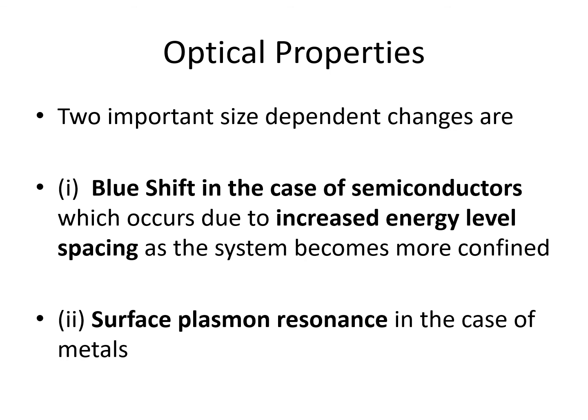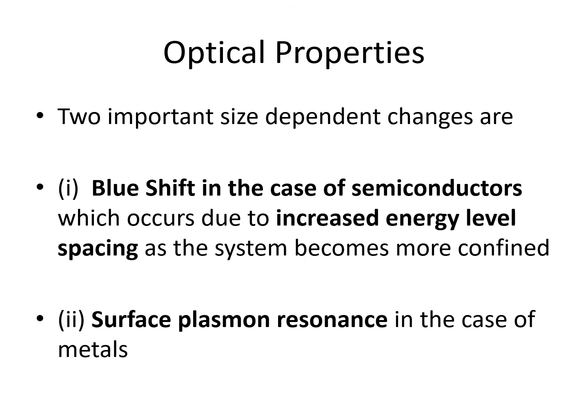Now, the blue shift in the case of semiconductors we have discussed. Now, another optical property that is important in the case of nanomaterials is the surface plasmon resonance in the case of metals. Now, we know that different metals have different colors. Gold has a particular color, silver has another color, copper has another color, and so on. Now, these colors are actually due to surface plasmon resonance.